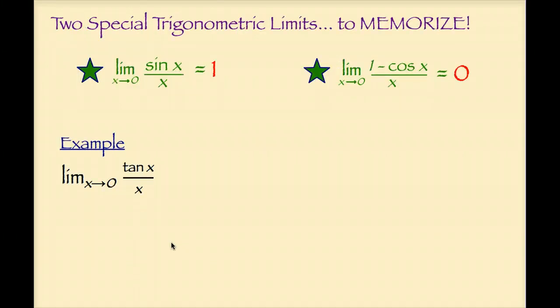There are two special trigonometric limits, and they need to be memorized. The limit as x approaches 0 of sine x over x is 1. And the limit as x approaches 0 of 1 minus cosine x over x is 0. Now there are proofs in your textbook explaining how these limits have been derived utilizing the squeeze theorem. But at some point you need to make sure that you've memorized both of these special limits.